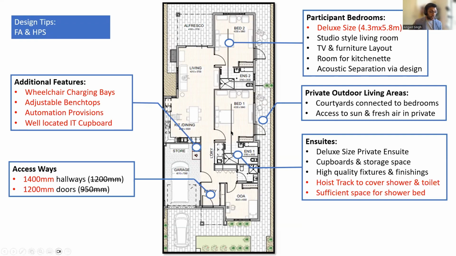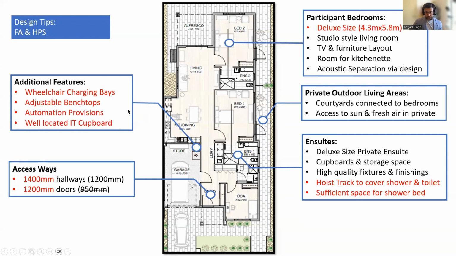And, you know, we actually leave this door open, but we can put a door in as well. It's not difficult. It just depends on what the needs of the individual and the carers are. A couple of little tips that aren't really discussed: having some wheelchair charging bays in the garage. Obviously, the adjustable bench tops and the automation provisions people know about, but really including some extra little features like the wheelchair charging bays or things like that really goes a long way.